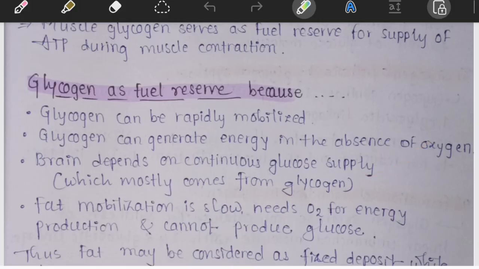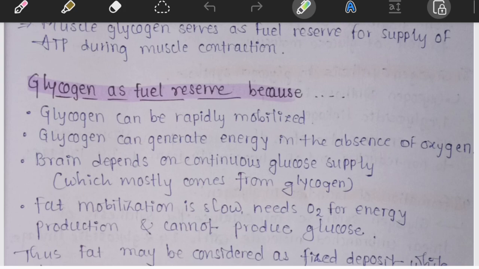Second, glycogen can produce energy even without oxygen. This is extremely important during sprinting. Oxygen supply becomes insufficient, fat oxidation cannot continue efficiently, but glycogen still produces ATP through anaerobic glycolysis. That's why athletes depend heavily on the muscle glycogen.